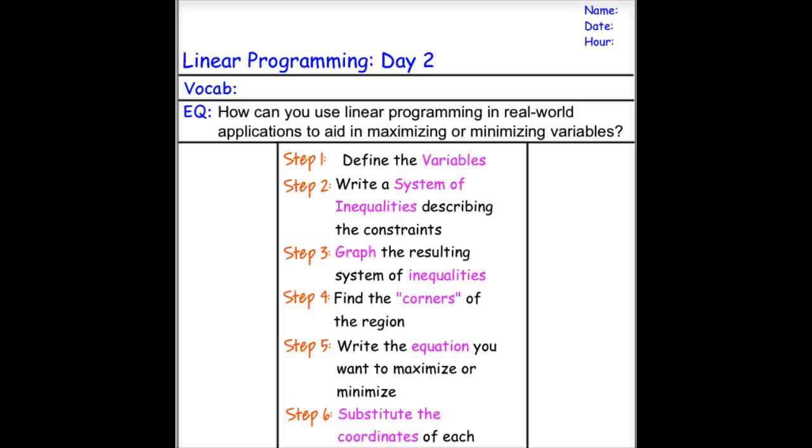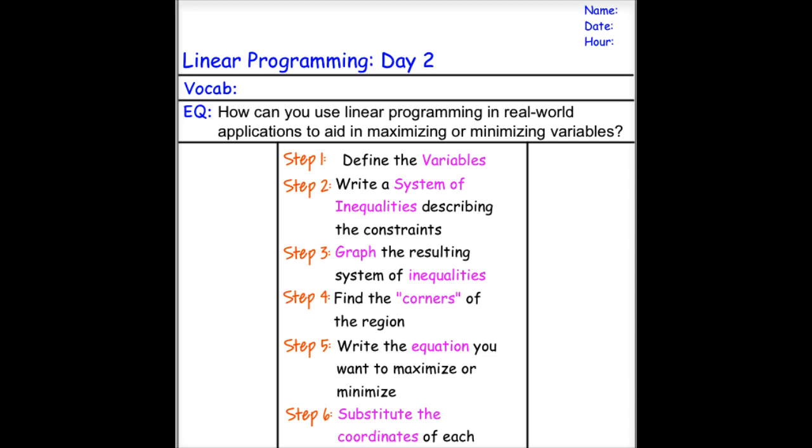Yesterday, we introduced you to the steps involved with linear programming problems, to be able to use these steps and apply them to real-world applications so we can figure out some maximizing and minimizing problems. Today, we're going to take a look at some actual examples.